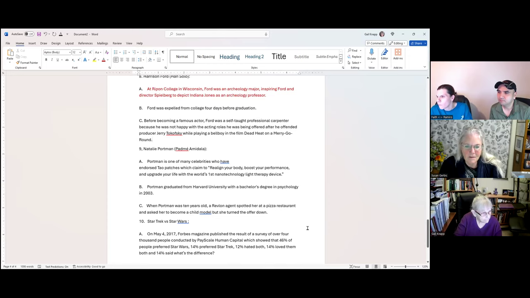A sounds right, because that's something Adrienne would have picked up on right away. Portman did graduate, but I don't know if she's got a bachelor's degree in psychology. I think C might be wrong, because that seems odd. How would we even know that story if she turned the person down? It'd be different if she'd said, okay, I'll do it. Ten.